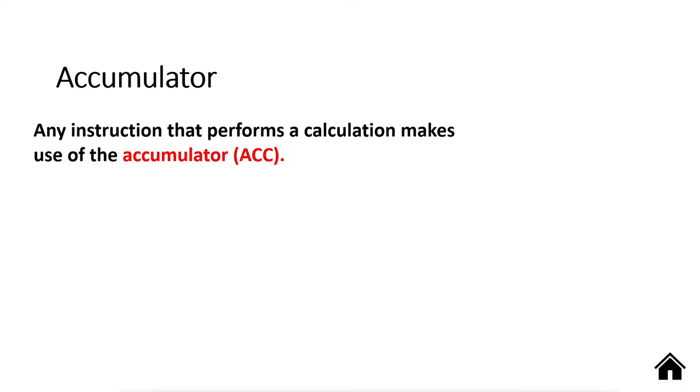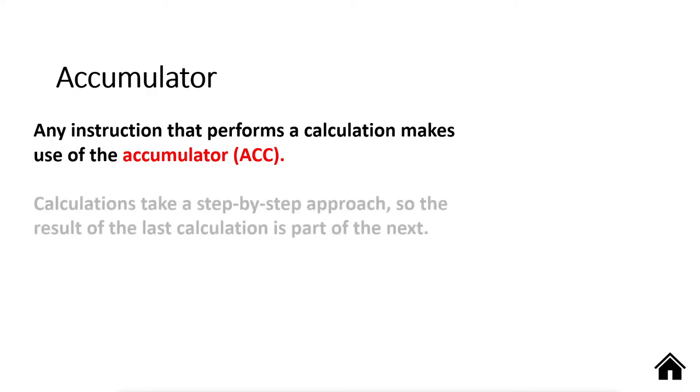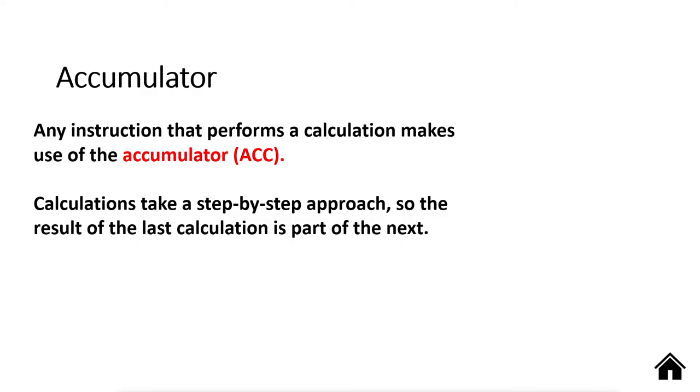So any instructions that perform a calculation, such as adding one to one, incrementing by one, is done in the accumulator. It definitely earns its money, the accumulator. Calculations take a step-by-step approach, so the result of the last calculation is a part of the next. The accumulator actually keeps a running total as well.